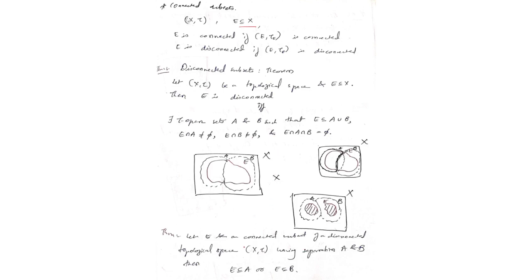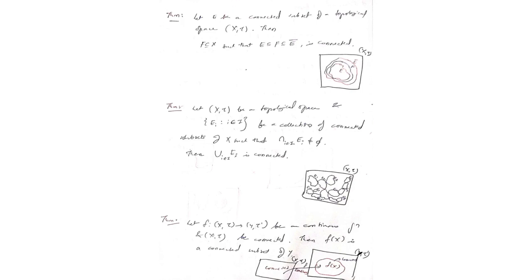Now, the next theorem: let E be a connected subset of a disconnected topological space having separation A and B, then E is a subset of A or E is a subset of B. Next, there was a related theorem: let E be a connected subset of a topological space (X, tau), and F a subset of X such that E is a subset of F is a subset of E closure. Then F is said to be connected. That is, if F lies in between E and its closure, then F is also connected, where E is connected.